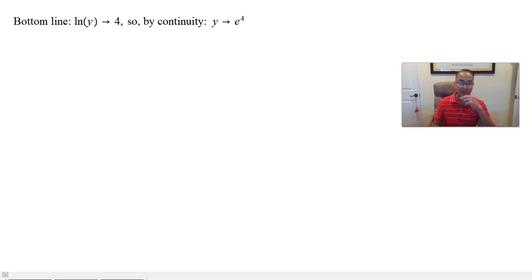Remember that ln, if you don't like that limit symbol, think of it as an equation. ln of y equals 4 means that y equals e to the 4. So since ln is continuous, you can say that if ln of y is approaching 4, then by continuity, y must be approaching e to the power 4. And is that close to 54? Keep your fingers crossed. And what are we gonna get? Yep, it's about 54.6. So that gives us confidence that our limit is correct.